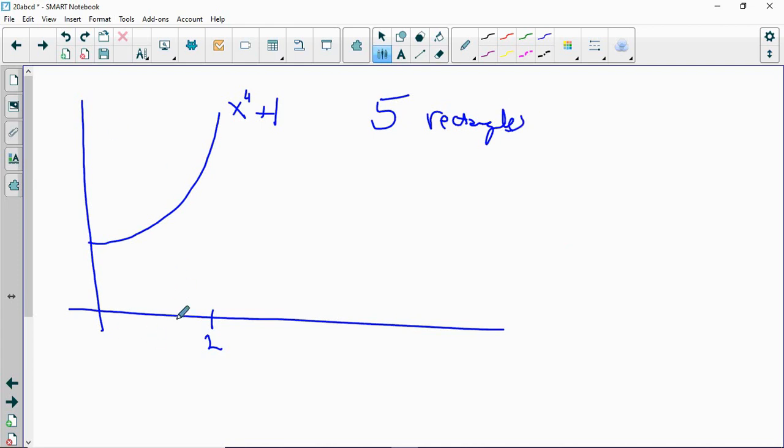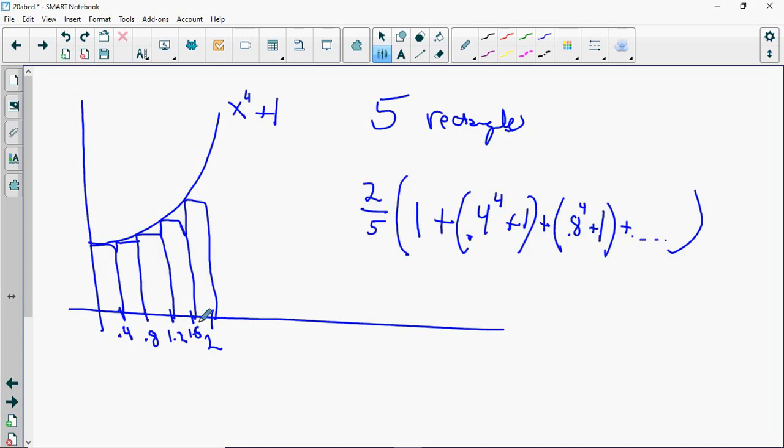Well, they're all going to be 2/5, right? So we can mark along here. This will be 2/5, 4/5, 6/5, 8/5, and then 2 is going to be 10/5. So I've got my rectangle widths, and now let's say I wanted to do lower rectangles. So I know that I have 5 rectangles being drawn up here. They're going to all connect to the left endpoints.